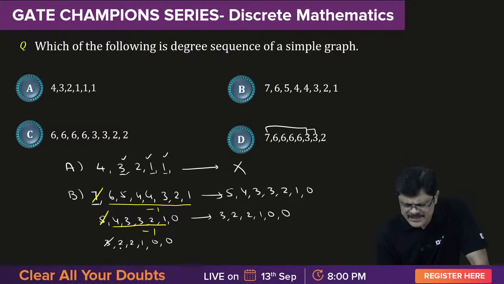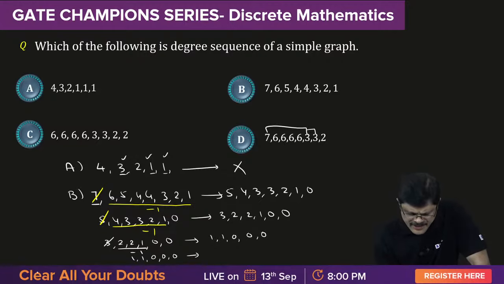The highest degree vertex is 3. From the next 3 you subtract 1, which gives you 1, 1, 0. Already 2 zeros are there, let them be there. Now again rearrange in the correct order. The highest degree vertex is 1. From the next 1 you subtract 1, and we get all zeros.